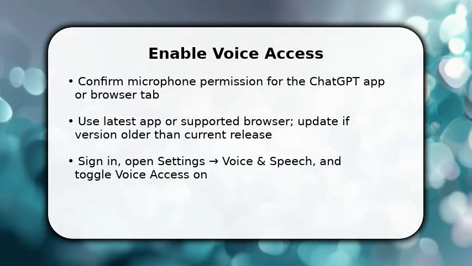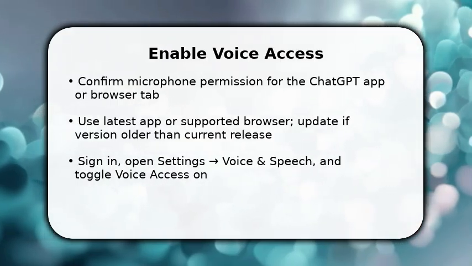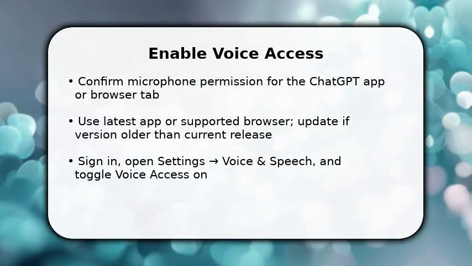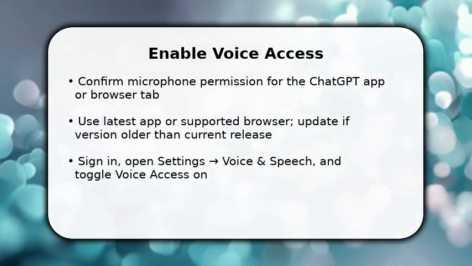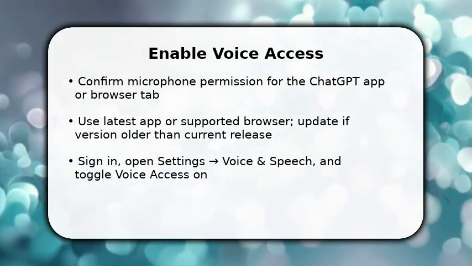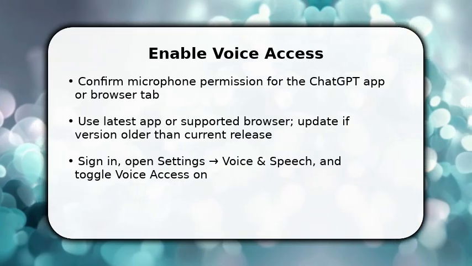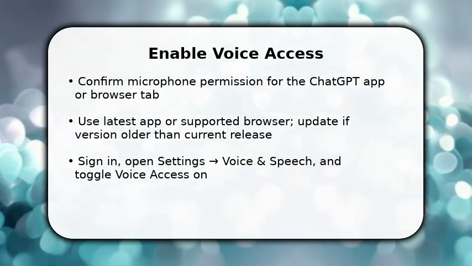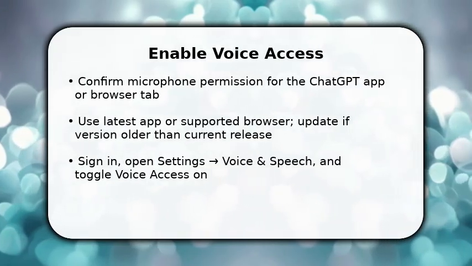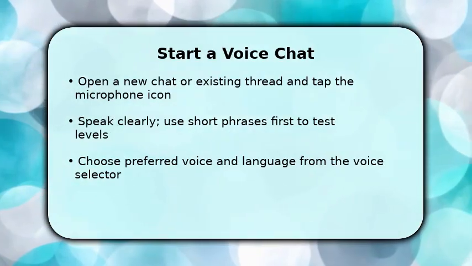You start by granting microphone access and enabling voice features in settings. Once done, make sure your app or browser is updated so the voice option appears. You sign in, open settings, then voice and speech and toggle voice access on. That activates the system and links it to your account. This step is essential because without permission or an updated client, the microphone cannot capture audio, and the voice models won't initialize. Now open a chat and tap the microphone icon to begin.